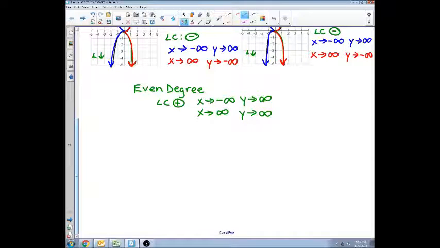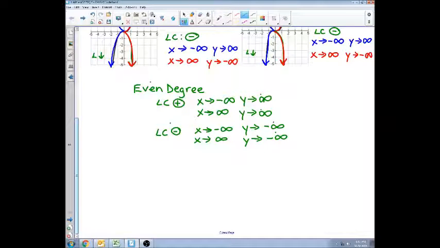Okay? All right? What if my leading coefficient were negative? It just means the opposite, right? Well, my x's in infinity notation never change. They're always x approaches negative infinity and x approaches infinity. But my y's will flip in this case. So when I have an even degree and my leading coefficient is positive, my y's will both be positive. If I have an even degree and a leading coefficient that's negative, then my y's will both be negative.